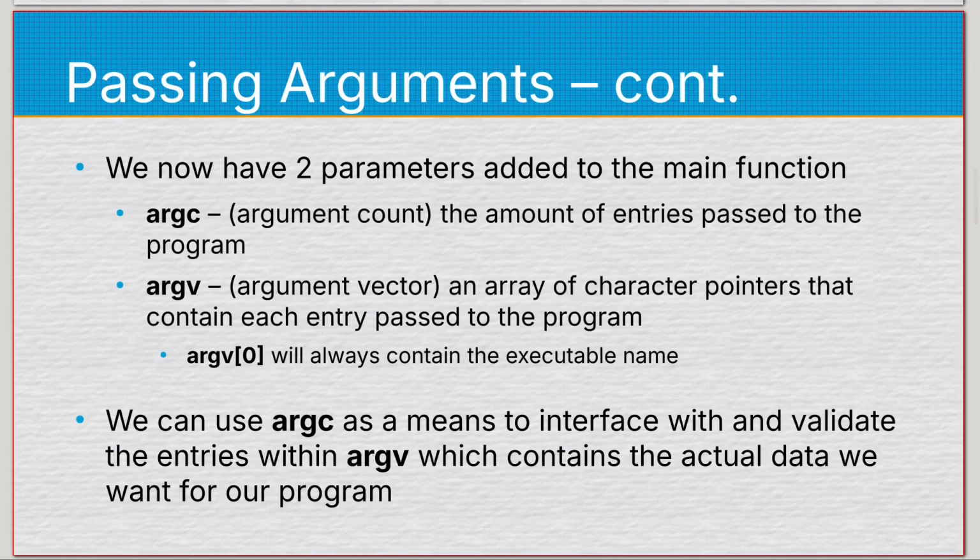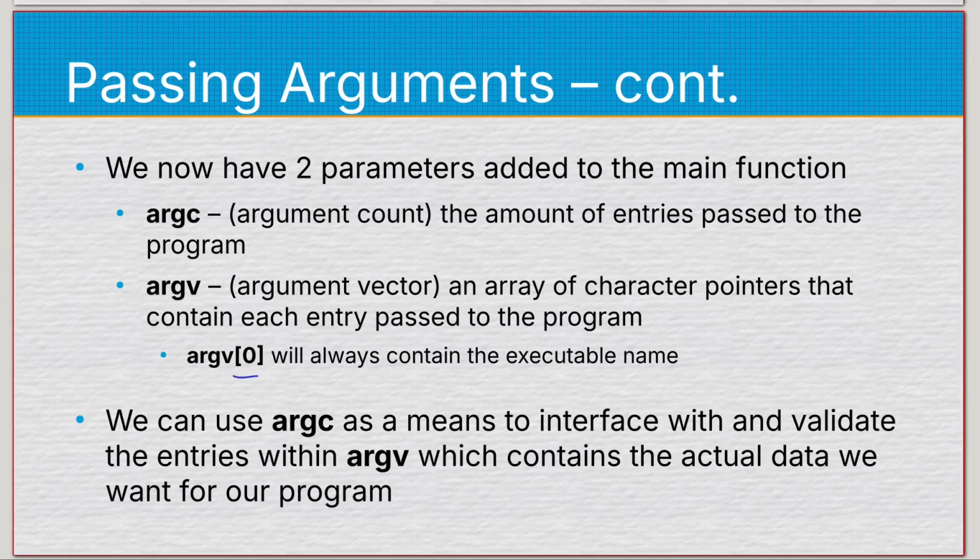So argc is our argument count. It's the amount of entries passed to the program. Argv, the argument vector, an array of character pointers that contain each entry passed to the program. Argv[0], for example, will always contain the executable name. So you're always going to have at least one argument vector entry. Your argument count is always going to be 1 at the very minimum because you are going to have to call the actual application. Anything beyond that will just be populated in the argument vector beyond that, 1, 2, 3, however many you actually have.